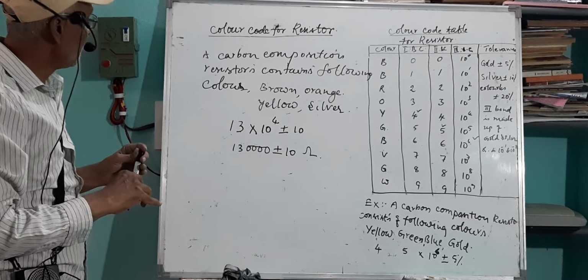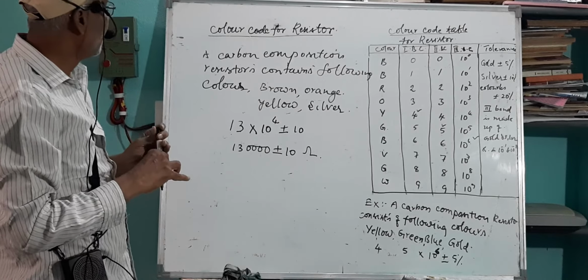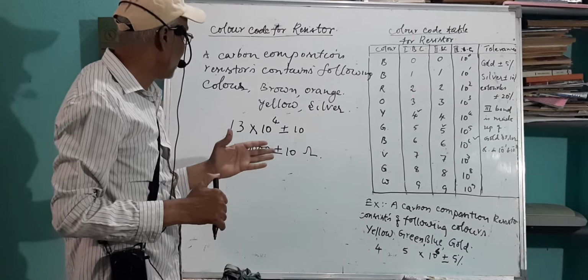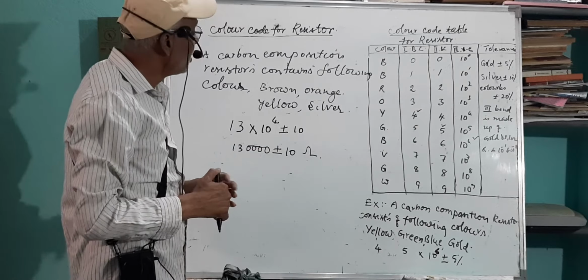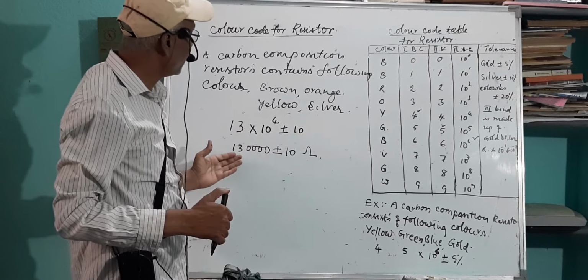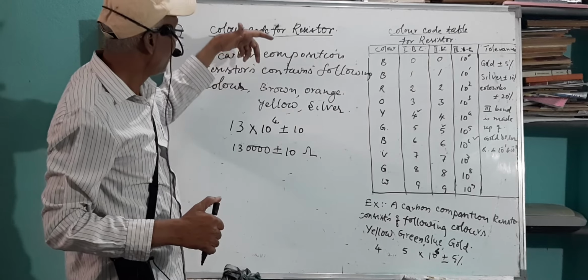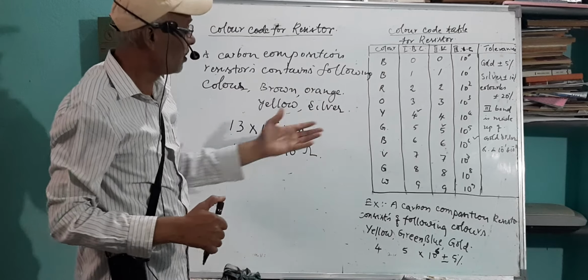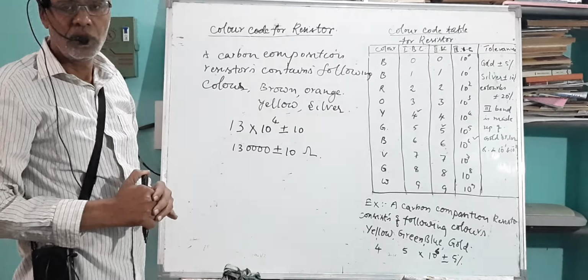Sometimes there is another method. They will give you the resistance value of the resistor, and then you have to find the different colors printed on the carbon composition resistor.